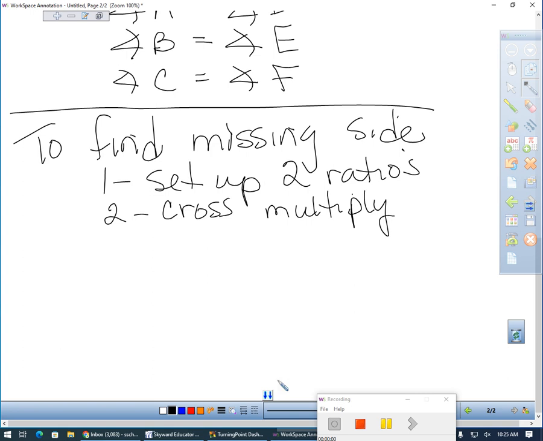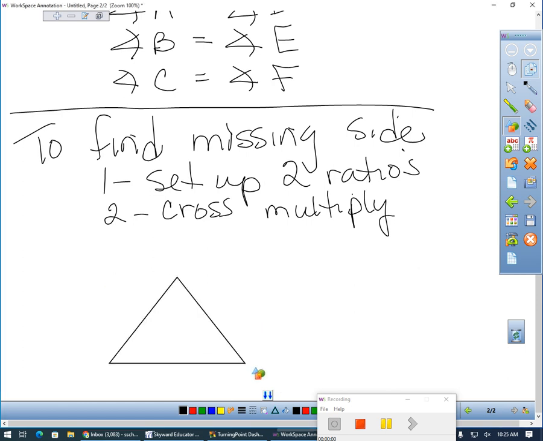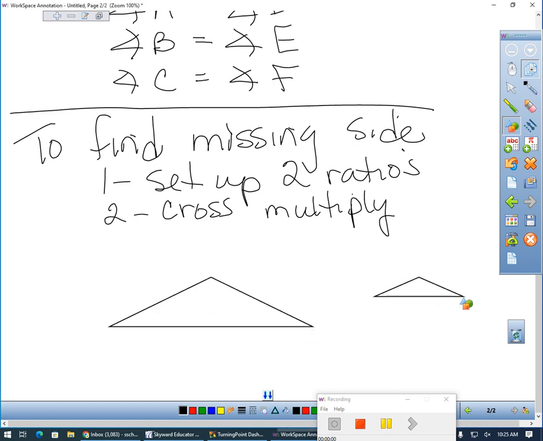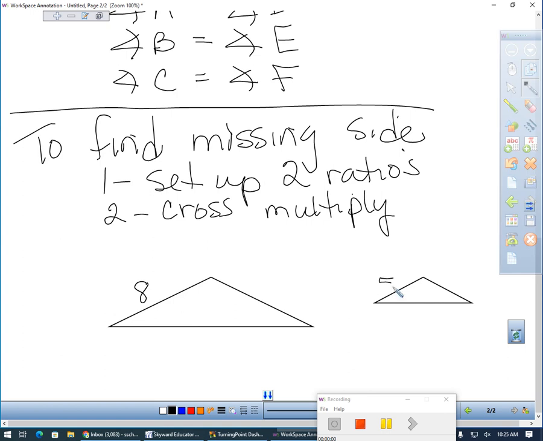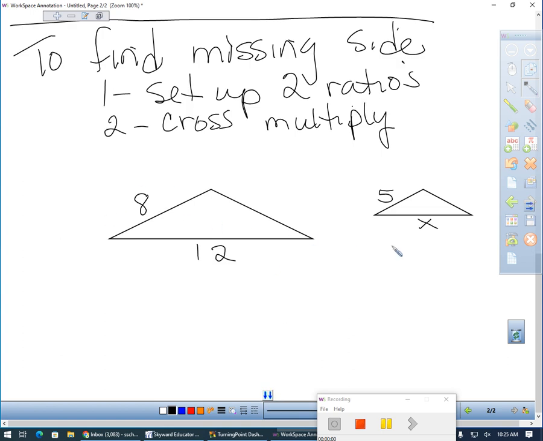So let's say I have, here's my one triangle. We'll make it a little different. And here's my other triangle. So I have side 8 over here, and on this one I have, let's say, a 5. And the bottom of my big triangle is, let's say, 12. And I want to know what the bottom of the other triangle is. So we're going to set up the sides proportional. You have to set them up the same. So I like us to go the big triangle over the little triangle.